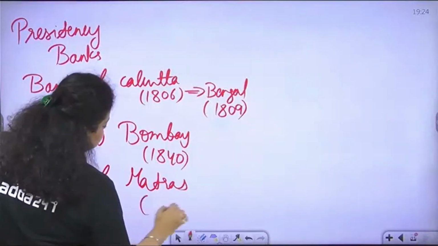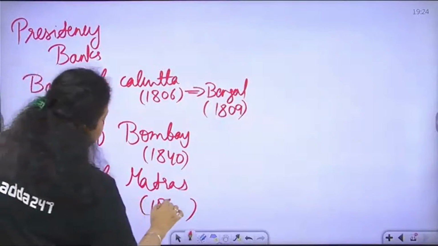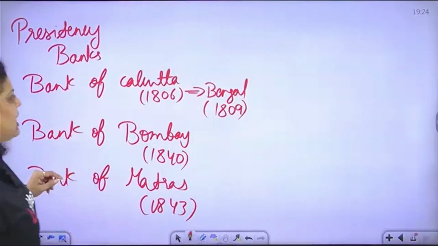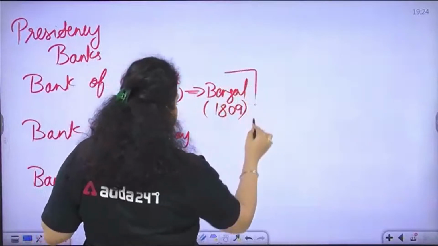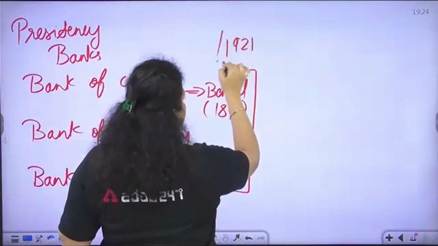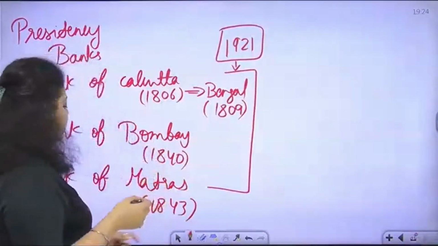And this bank was established in the year 1843. In which year? 1843, right? So these used to be the 3 presidency banks: Bank of Bengal, Bank of Bombay, and Bank of Madras. Now what happened in the year 1921? In the year 1921, all these banks were amalgamated.